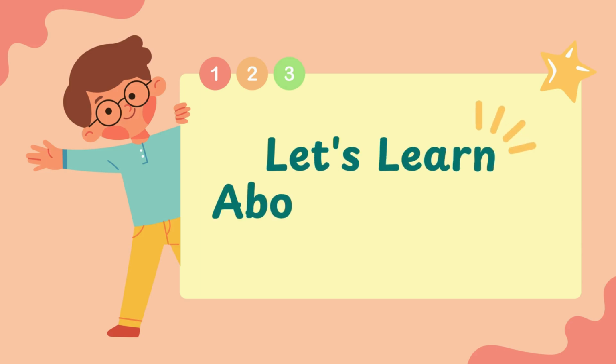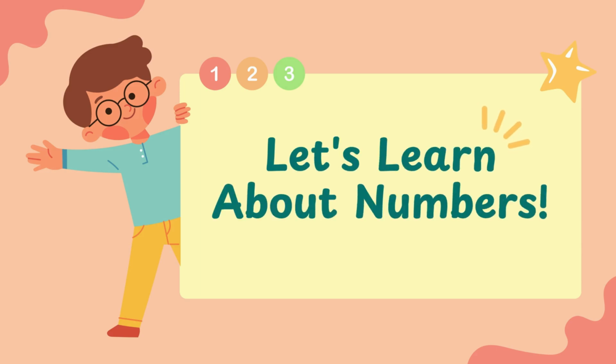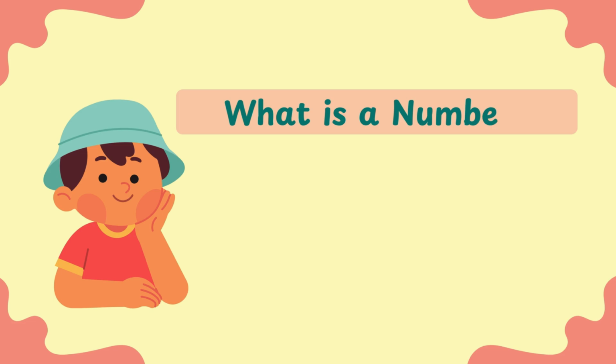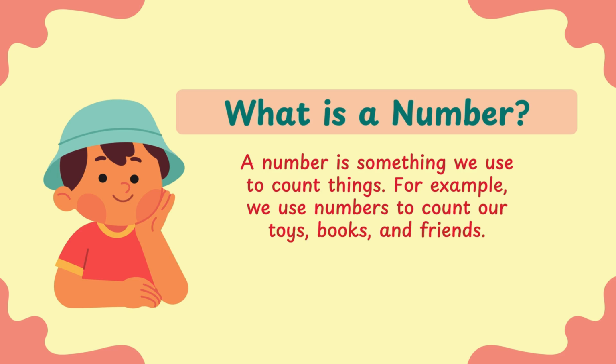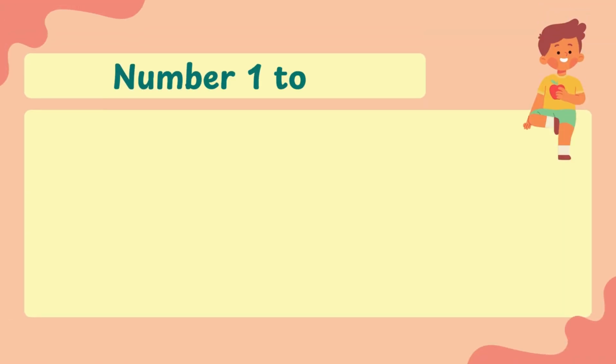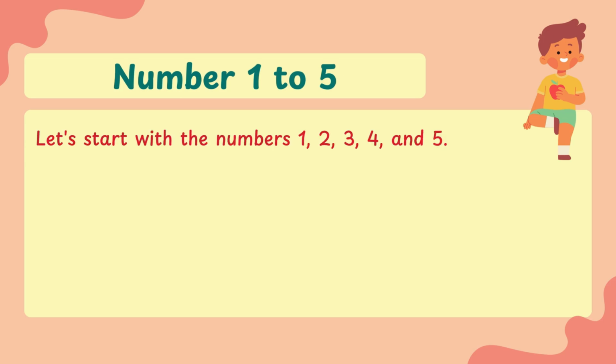Let's learn about numbers. What is a number? A number is something we use to count things. For example, we use numbers to count our toys, books, and friends. Number 1 to 5. Let's start with the numbers 1, 2, 3, 4, and 5.